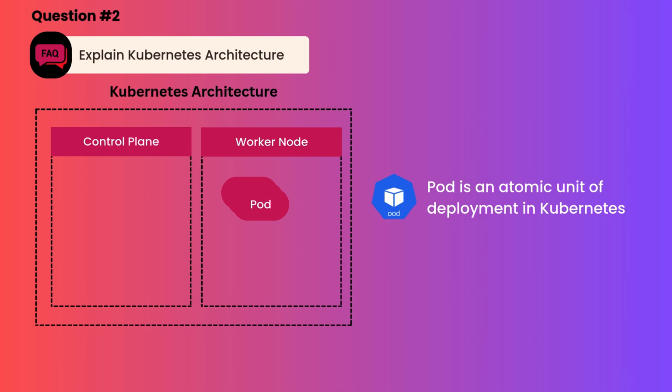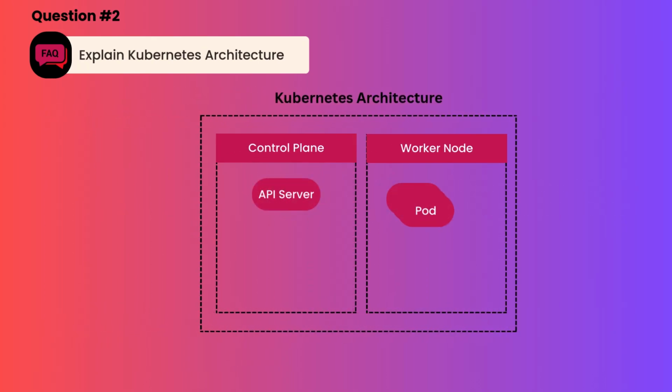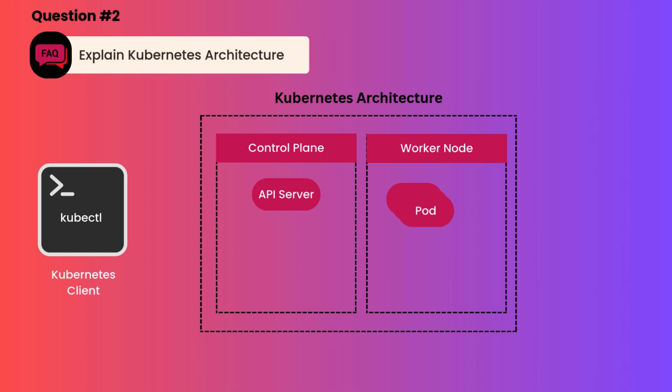Now let's see the components inside the control plane. Number one, Kubernetes API server. It exposes the API for interacting with the cluster. For example, we have the kubectl command line utility. I want to deploy a pod. We run the kubectl create command. By giving certain details, this information is sent to the API server inside the Kubernetes cluster.